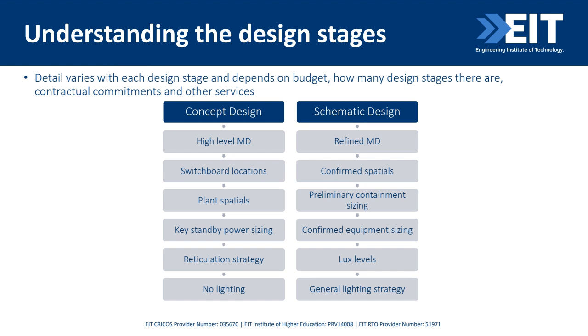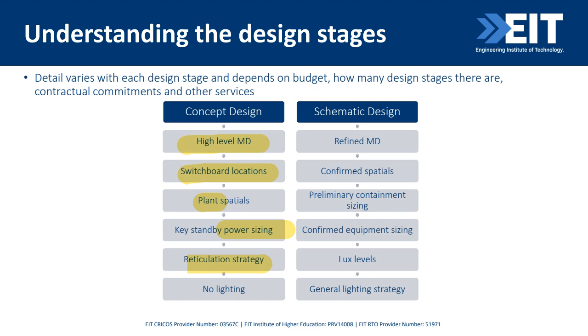So I've listed here an example. So we know what activities we do as designers, but how they fit into those design stages can vary. So at a concept level, we tend to do the high-level activities, meaning a high-level maximum demand, like a VA rate, spatials for your switchboards and plant, your key infrastructure, so your power infrastructure, your reticulation. We don't tend to do things like detailed power or lighting layouts because it's too early for that.